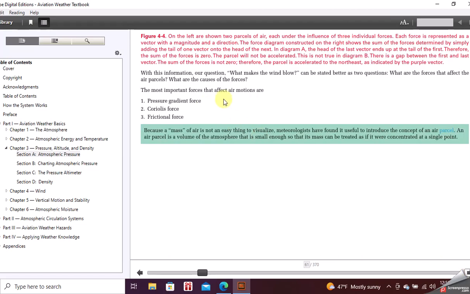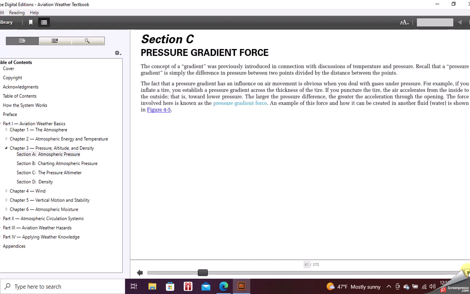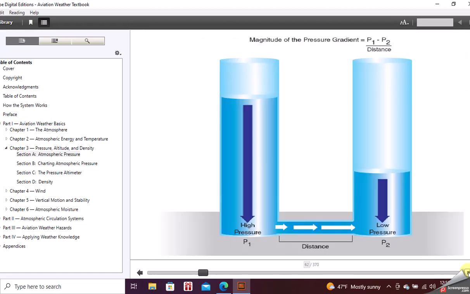So we talk about pressure gradient force, Coriolis force, which is the motion of the earth, and friction. Friction really only impacts the lowest elevations, maybe the lowest 4,000 to 5,000 feet. So let's look at pressure gradient force. If I have a bucket of water, like in this case, with high pressure, it's going to try to fill up the low pressure.